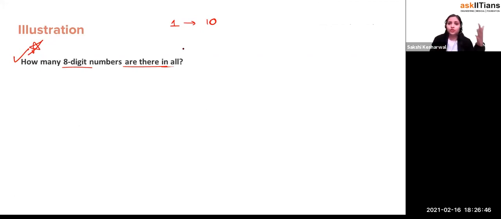So how did you find it? You did it on your fingers. What is the method? You do 10 minus 1, which is equal to 9. Then you add 1, right? So this is equal to 10 numbers.